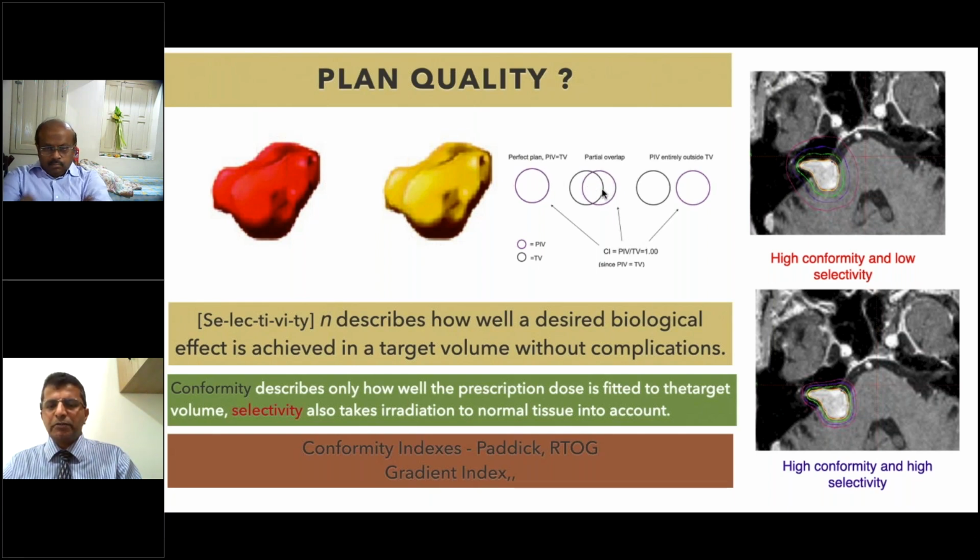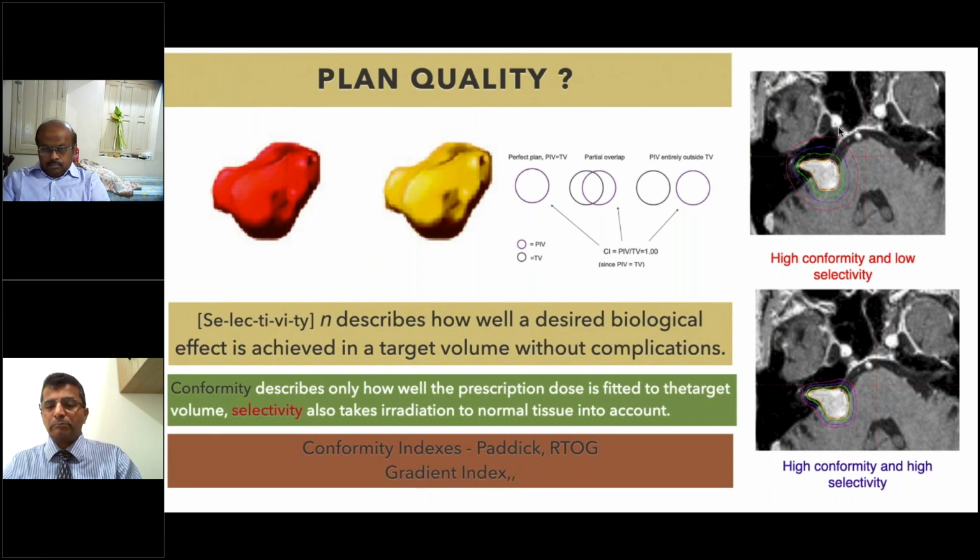But here there is a partial overlap, and here the PIV is outside the target volume. So these are the different situations we address in a clinical setup when it comes to clinical cases. There are different conformity indexes or gradient indexes which are used in different institutions based on convenience and their experiences. Here we could see that there is high conformity and low selectivity.